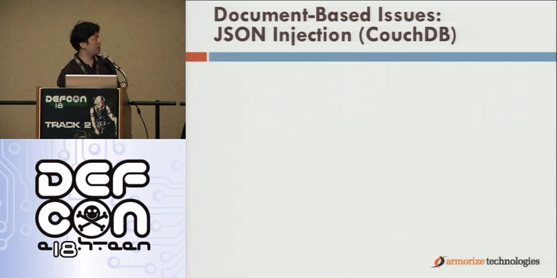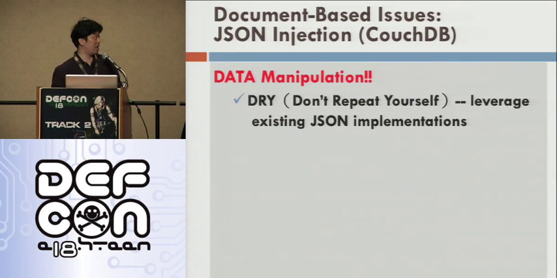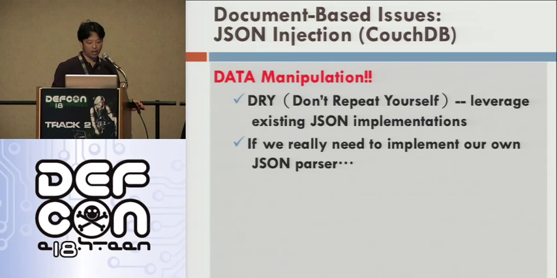So document-based issues, JSON injection, as an example, also using CouchDB. And this is about data manipulation. So a lot of times it's recommended that we do not implement our own JSON parser or handler, but sometimes you just have to. For example, when you're handling very, very large JSON replies and existing ones are just too slow. But the key here is, don't repeat yourself, leverage existing JSON implementations.